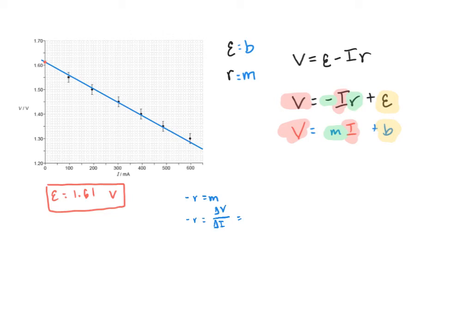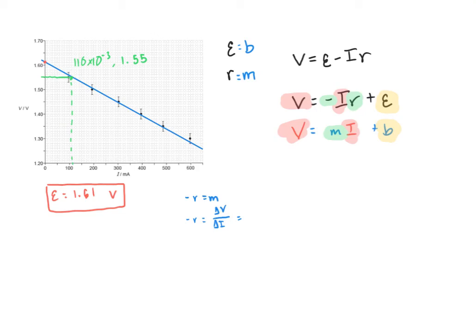So for example, we can look at this point here, which is at, it looks like 100 milliamps. So 100 times 10 to the negative third. And going over to my y-axis, it's at 110, we'll call that. So we've got 110 times 10 to the negative third. And on our y-axis, we are at 1.55.